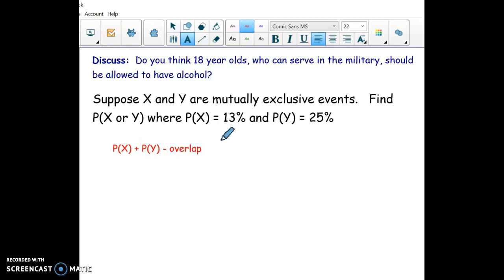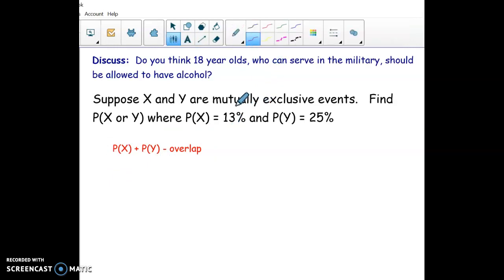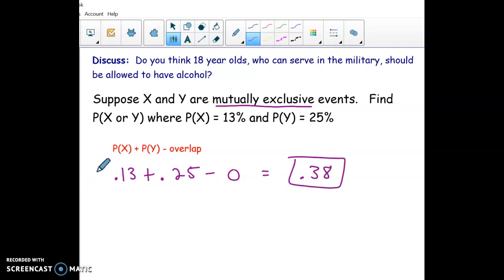But on this particular example, that's where mutually exclusive comes in. Mutually exclusive means they can never happen together, which means the overlap is just 0. So our answer to this is I just add them together: my probability of x plus my probability of y, and then I subtract nothing because there is no overlap. So our answer here is you have a 38% chance of either one of those happening.